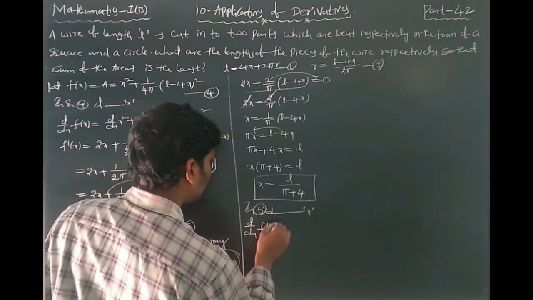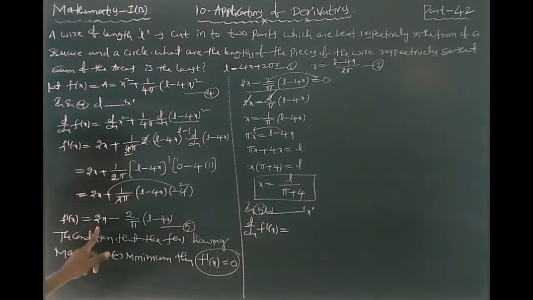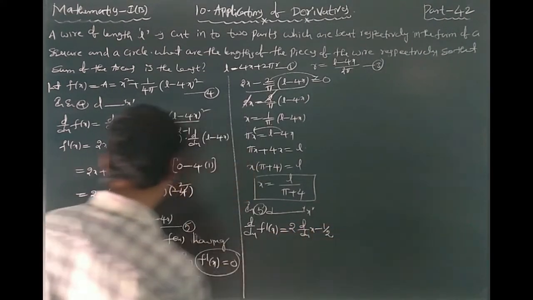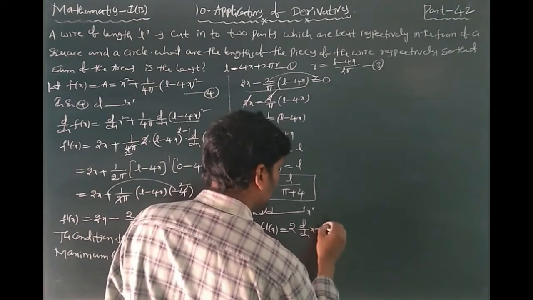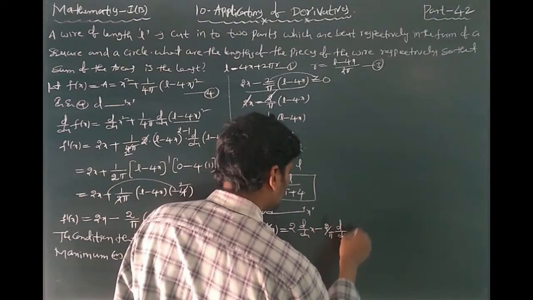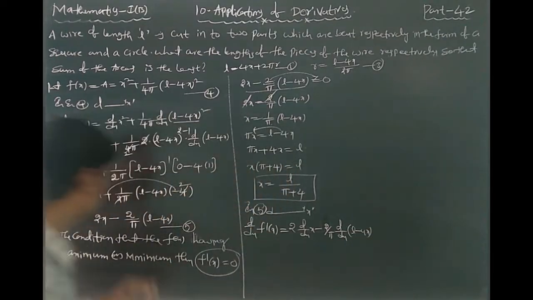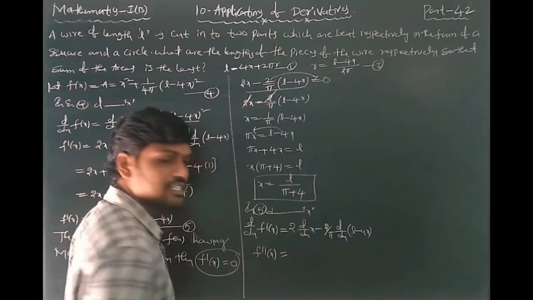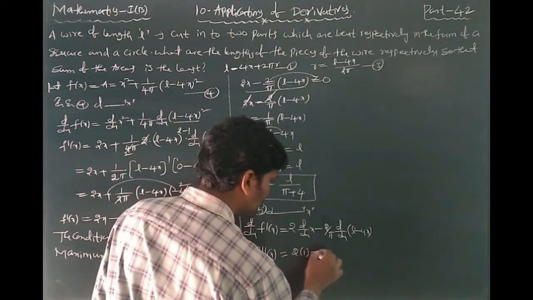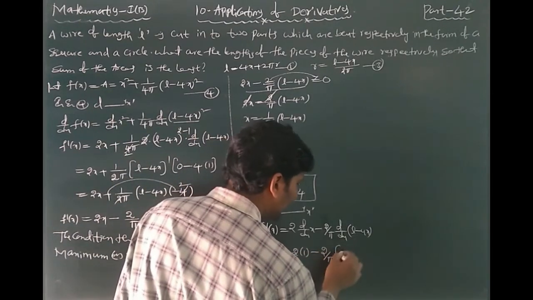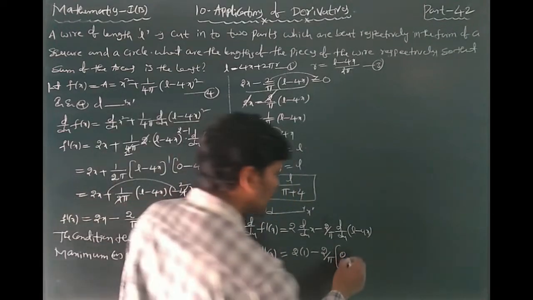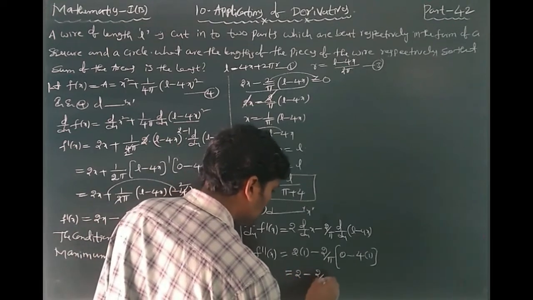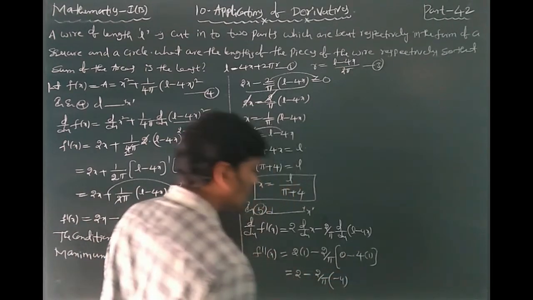d/dx of f'(x) is equal to 2, d/dx of (x minus L/(2π)), minus 2/π, d/dx of (L minus 4x). Here f'(x) derivative is f''(x) equals 2 into x derivative is 1, minus 2/π into L derivative, nothing but constant, derivative 0, minus 4, x derivative is 1. After that, 2 minus 2/π into 0 minus 4, that is minus 4.